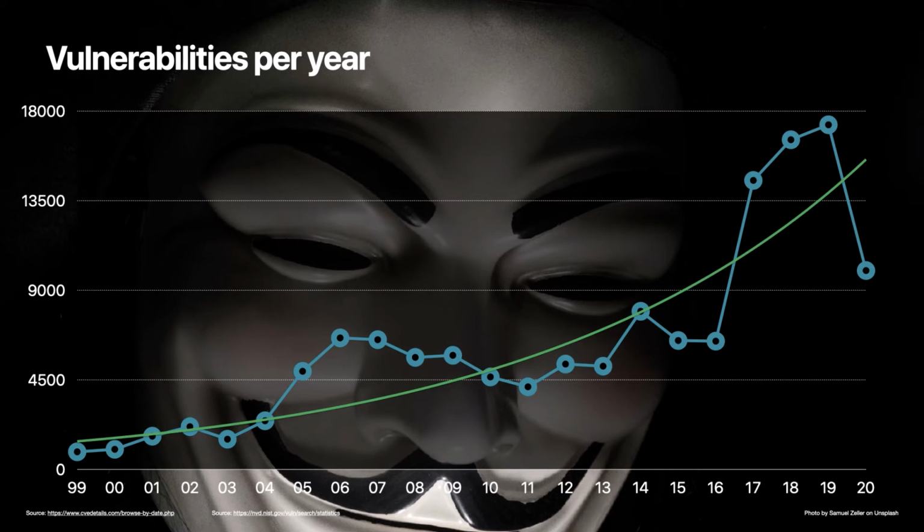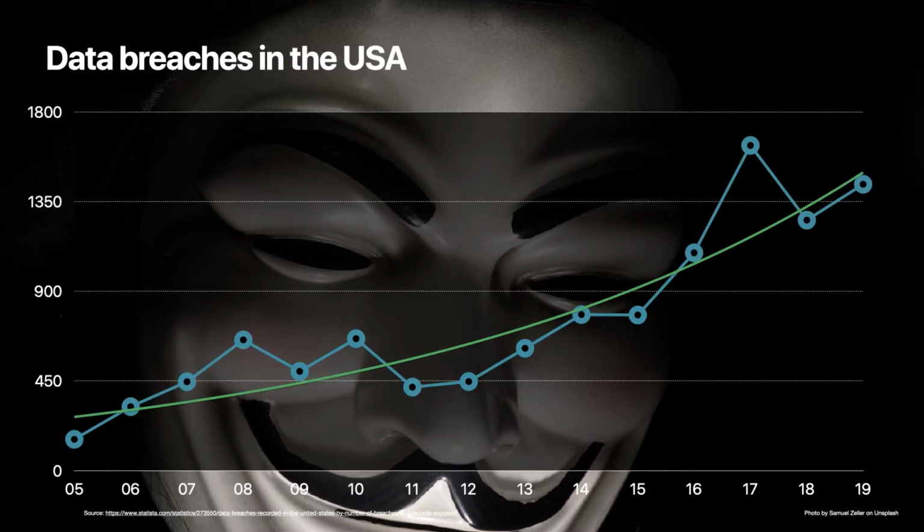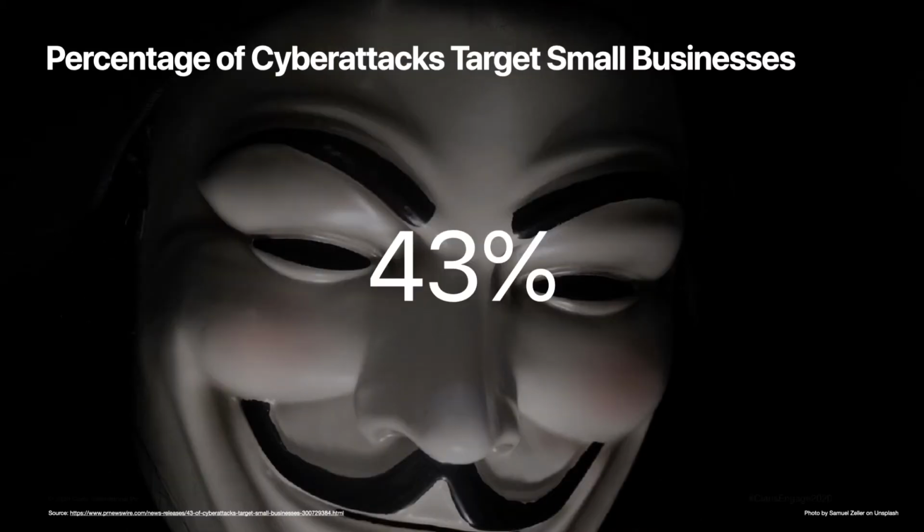During his studies on security, Eric discovered some bad figures. He discovered that the number of vulnerabilities per year is growing exponentially. And not only the number of vulnerabilities, but also the number of data breaches in the US alone is growing exponentially every year. 43% of cyber attacks target small businesses. So security breaches and security issues are not issues of big companies alone, but also of smaller companies.